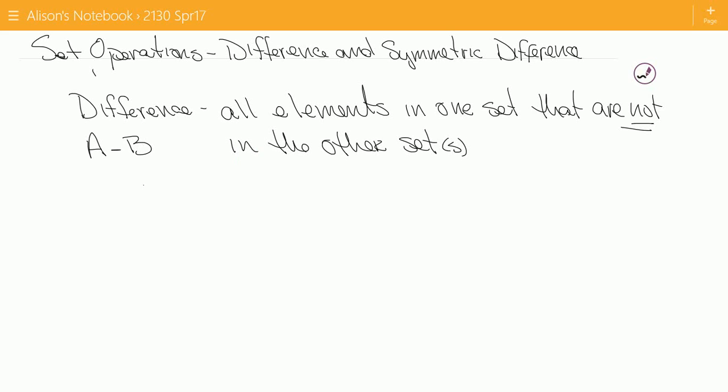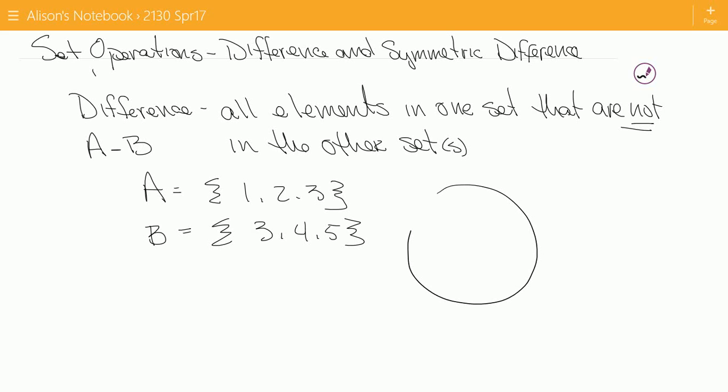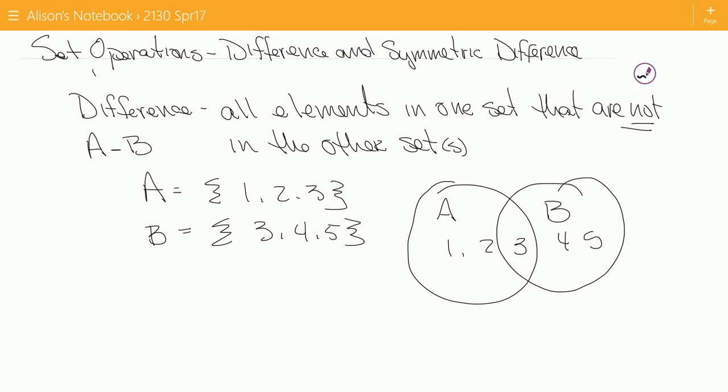So let's say, for instance, that we had set A that contained the elements 1, 2, and 3. And let's say that we had a set B that contained the elements 3, 4, and 5. If I were to draw those two as a part of a Venn diagram, set A would contain 1, 2, and 3. And then if I were to draw set B, I need to pick up the 3 from set A, and then 4 and 5.